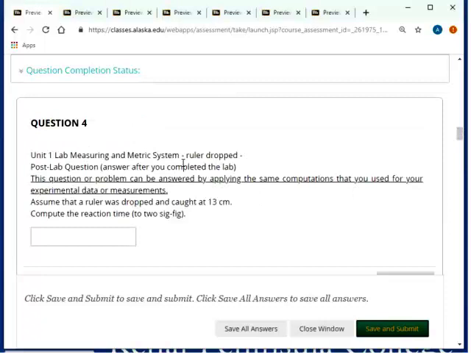All right, ruler dropped. So that's the one where you drop the ruler and then you caught it. And here I'm saying, okay, let's say that you drop it for 13 centimeters before you catch it. That's about 5 inches. What is your reaction time? So compute your reaction time to 2 significant figures. If you come up with 5.7 seconds, you probably did something wrong in your calculation. If you come up with 0.00004 seconds, you also probably did something wrong. It's a fraction of a second, but somewhere around 0.1 or 0.2 seconds.